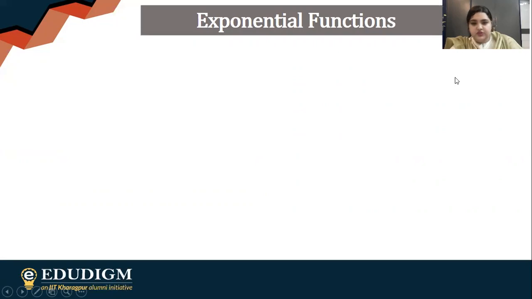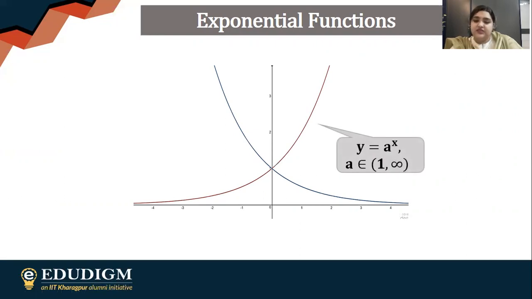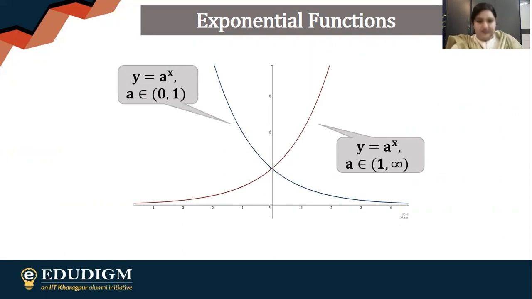So since we made two cases, let's combine them. This will be the graph of the exponential function. This part corresponds to the values where a belongs to the range 1 to infinity. This will be the type when you have a in 0 to 1.